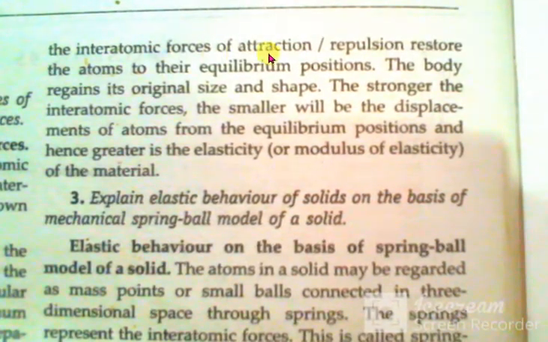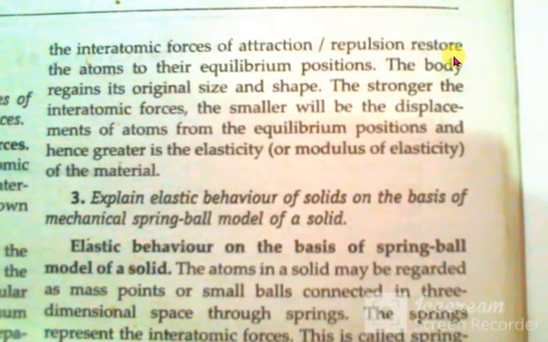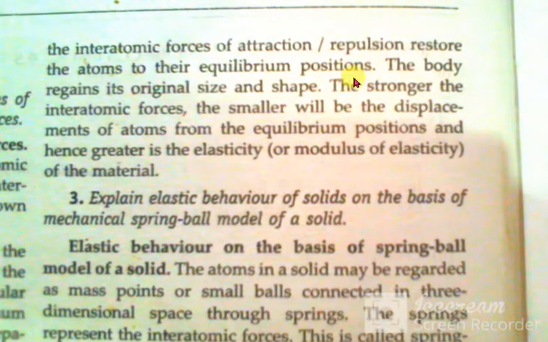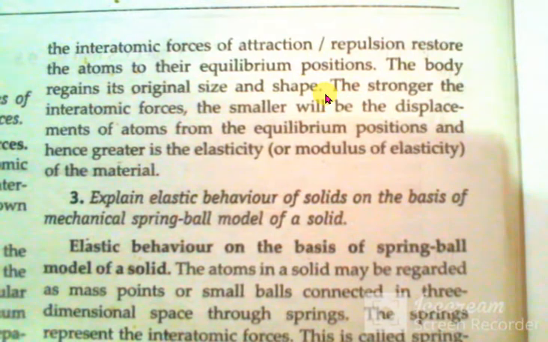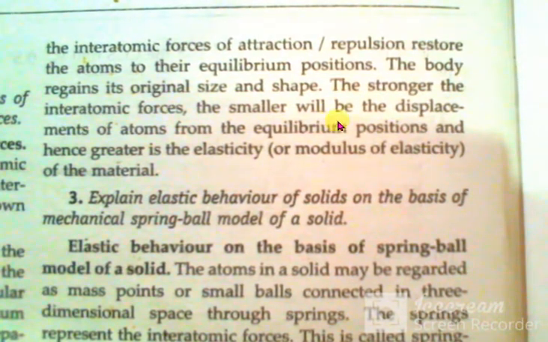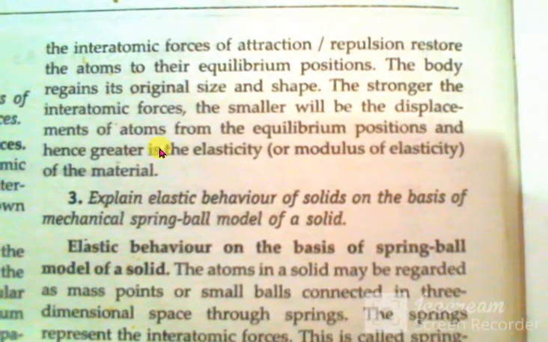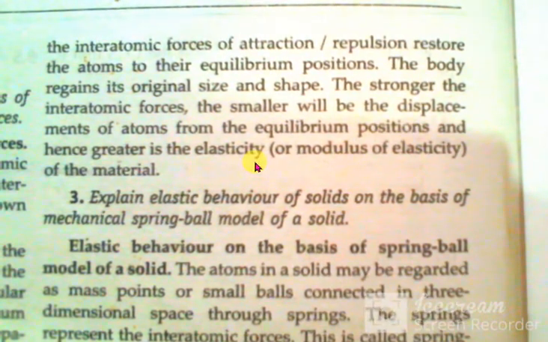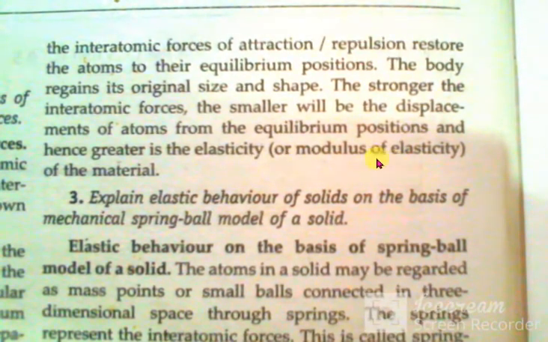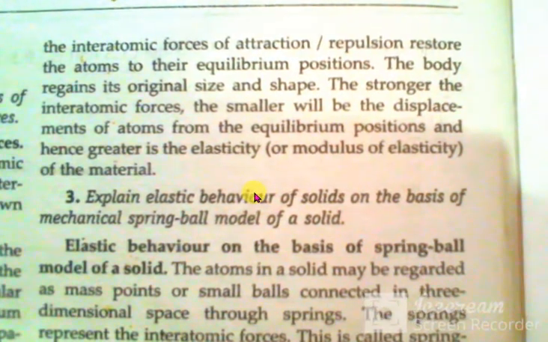When the deforming forces are removed, the interatomic forces of attraction or repulsion restore the atoms to their equilibrium positions. The body regains its original size and shape. The stronger the interatomic forces, the smaller will be the displacement of atoms from the equilibrium positions, and hence greater is the elasticity or modulus of elasticity of the material.